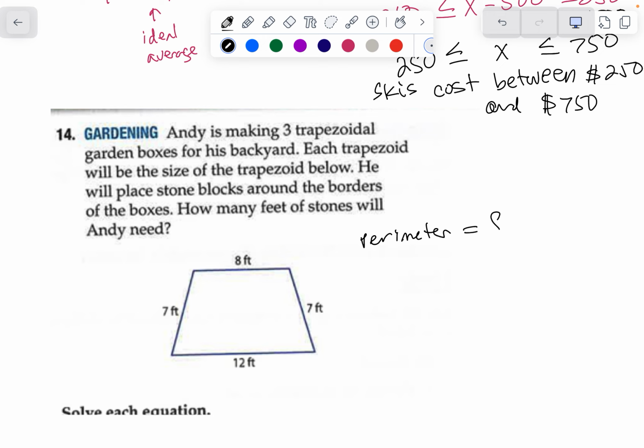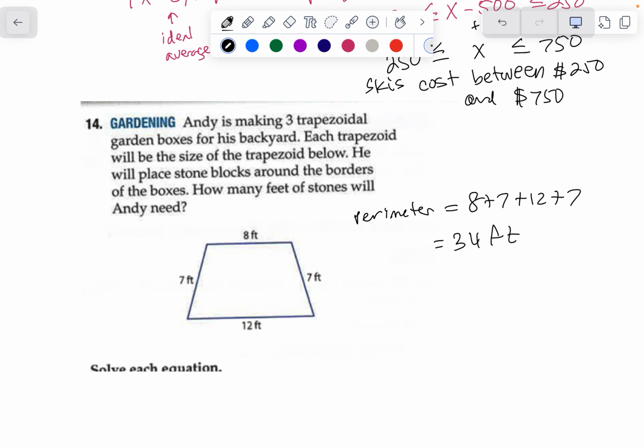So you're just going to do 8 plus 7 plus 12 plus 7, which is 34 feet. So, but I did not put one like that. But if you want to write down it's 34 feet for your own reference, go for it. But I did not include one like that on the test.